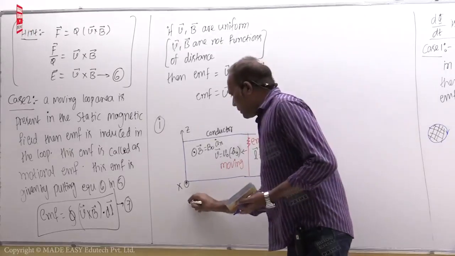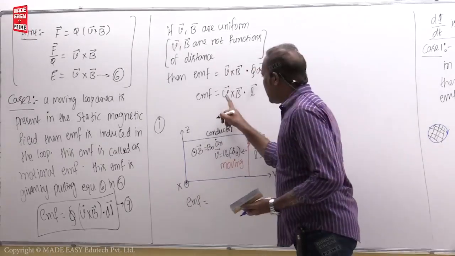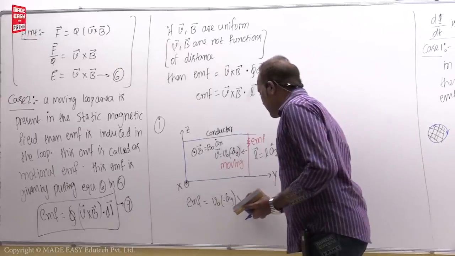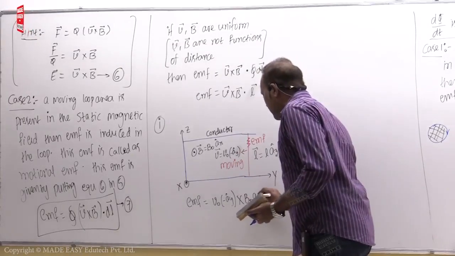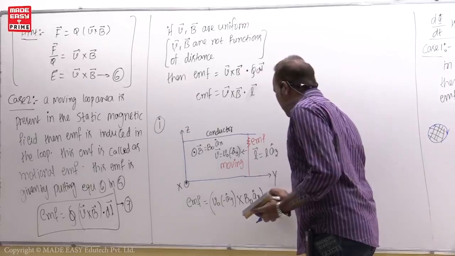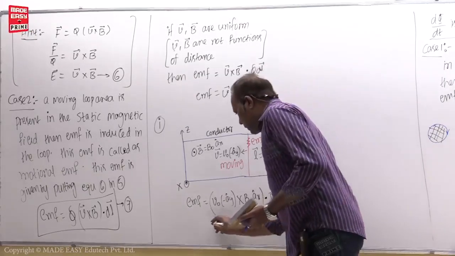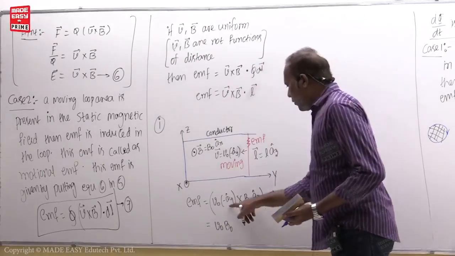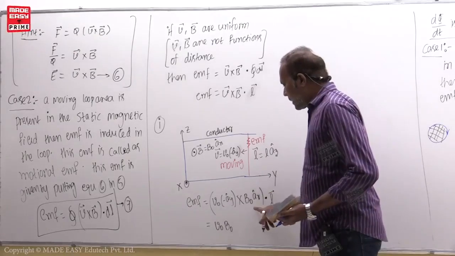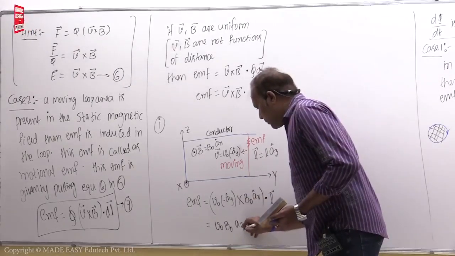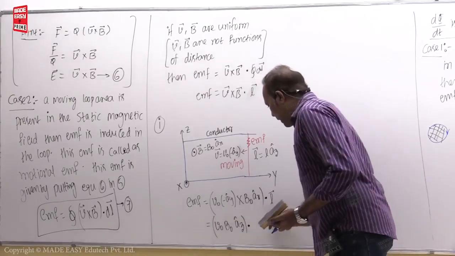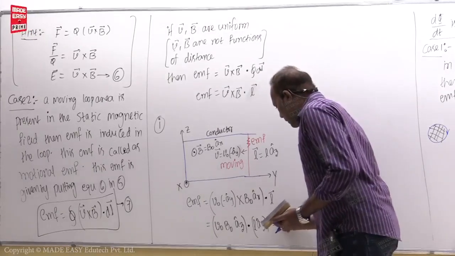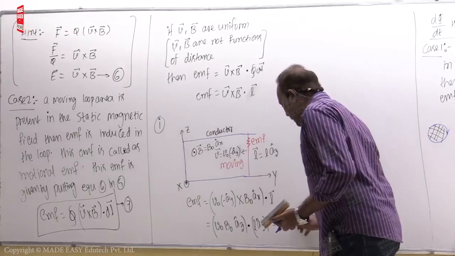That means they are uniform. Let us apply this. EMF is equal to V bar, which is V naught minus ay cap, cross B bar, which is B naught ax cap, dot L bar. Now this is equal to V naught into B naught into minus of ay cross ax. Ay cross ax is minus az, minus into minus is plus. So it becomes az. Now dot L bar is L az. Now az dot az is 1. You get V naught B naught L.